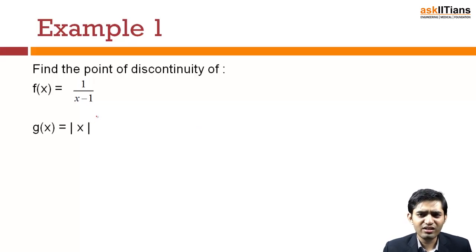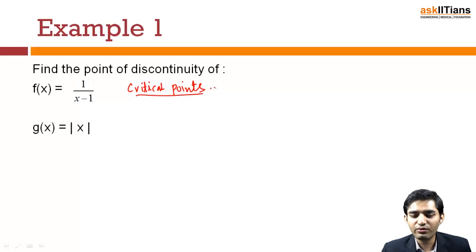Now generally the functions are discontinuous at the critical points only. Now what do you mean by critical points? Critical points means those points where the denominator goes 0, right? Or rather, the basic definition of critical points is where the definition of the function changes.